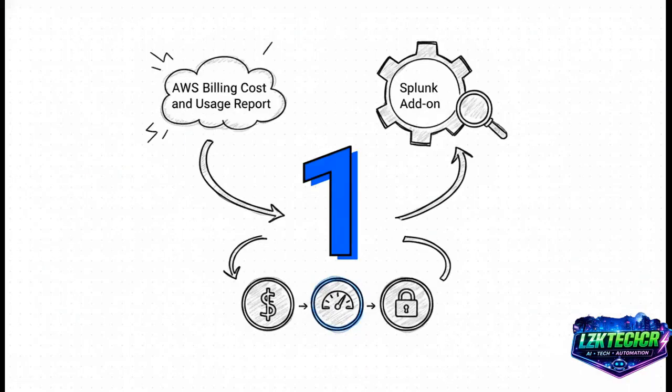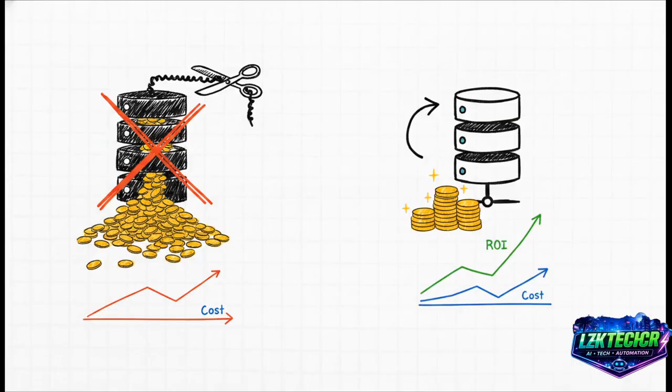Believe it or not, it all comes down to one single critical input to drastically alter your financial oversight, and that is the AWS Billing Cost and Usage Report. By pulling this one specific report directly into Splunk through the add-on, you're integrating your financial data right alongside your performance and security data. So, the crucial point is this. Visualizing your billing and usage data allows management to actively reduce costs.